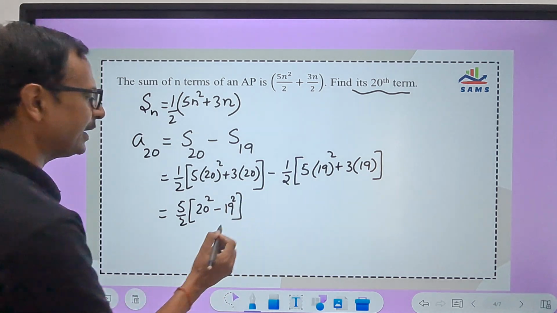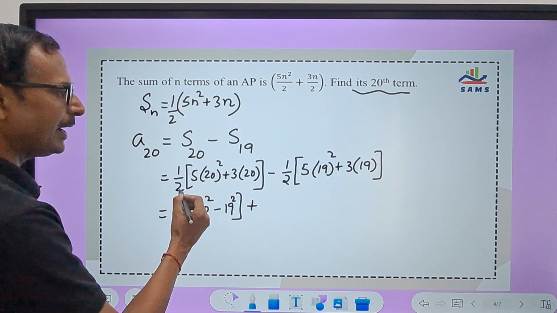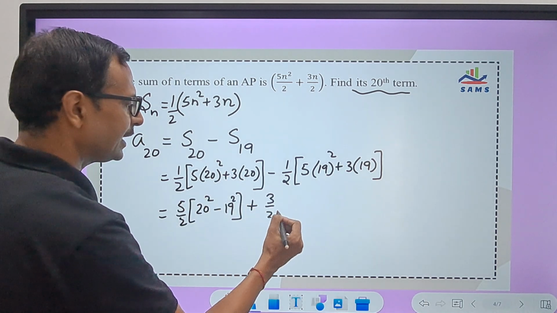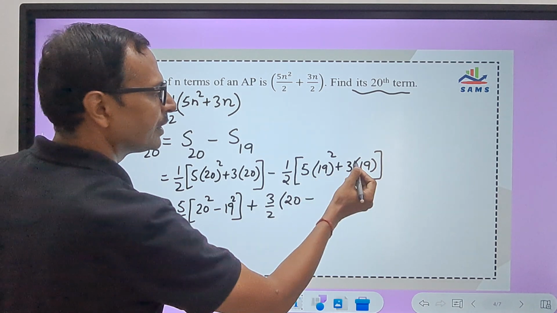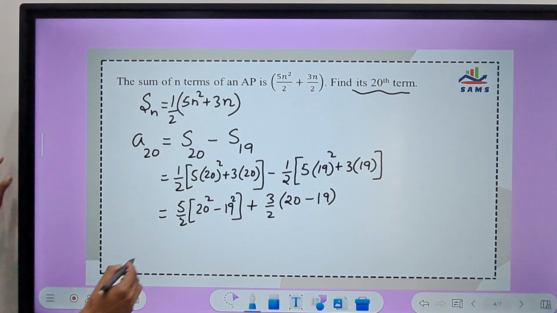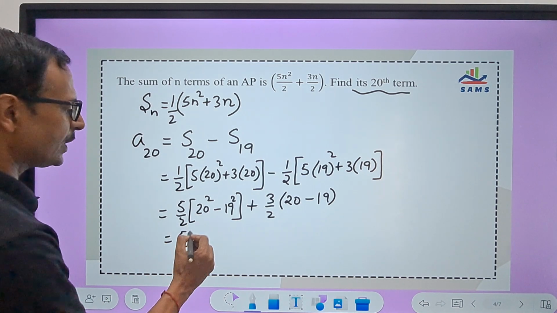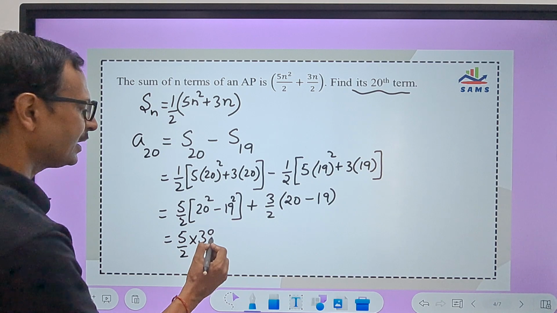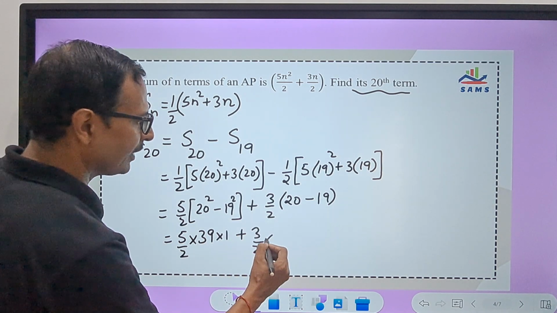So I have taken the 5 by 2 common, and then the second term, plus 3 by 2 times, we have 20 here minus 19 here. See, the calculation becomes so easy. And so 5 by 2 times a square minus b square is a plus b times a minus b, and 3 by 2 times 1.